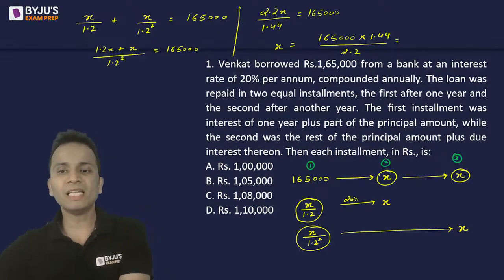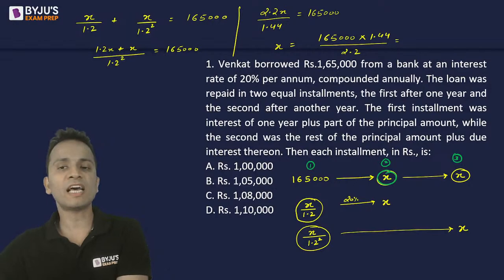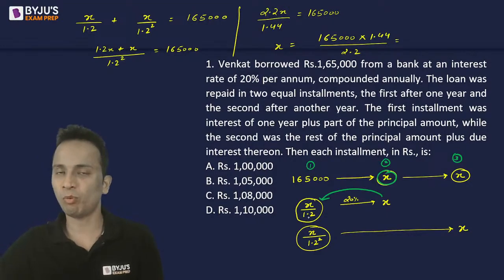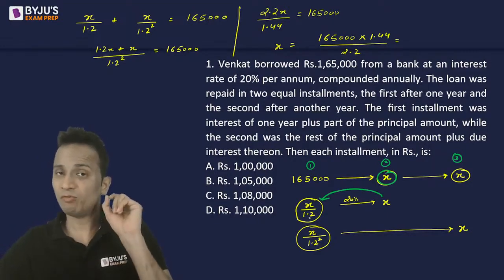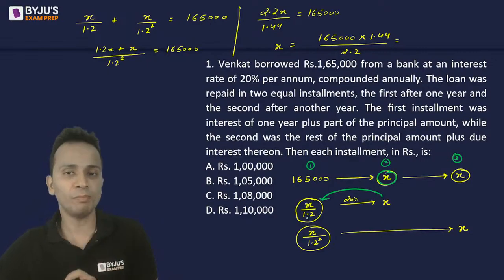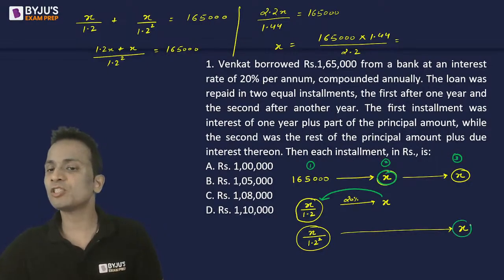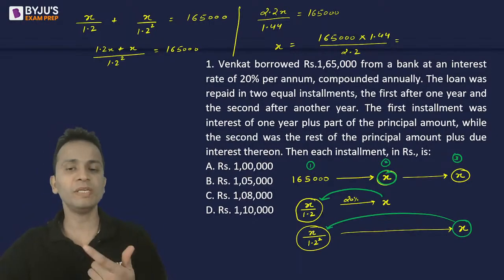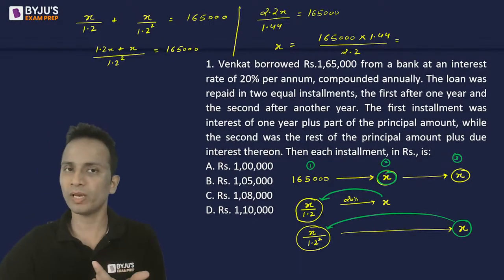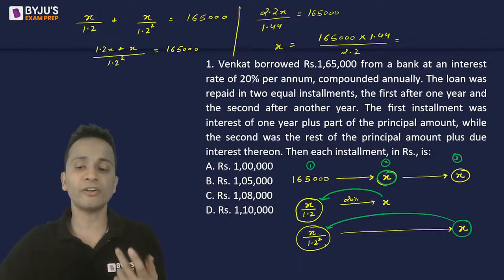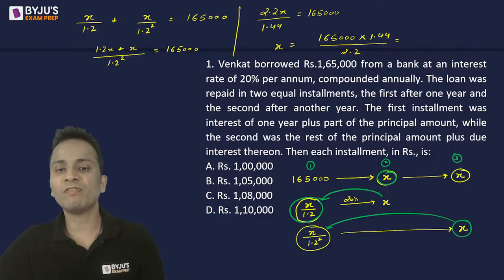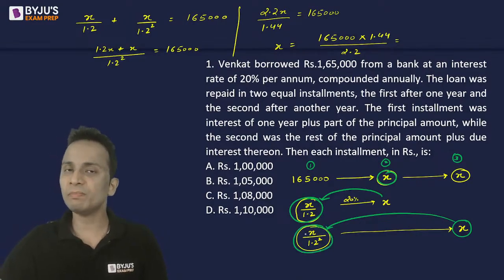The X rupees that I have paid after 1 year, I'll bring back to its present value. It will be X upon 1.2. 1 year का interest लगा है तो divided by 1.2. Similarly, the money paid after 2 years, if I bring it back to its original value, will be X divided by 1.2 squared, because 20% का interest दो बार लगा है वहां पे. So these are the present values of the money that I have repaid.